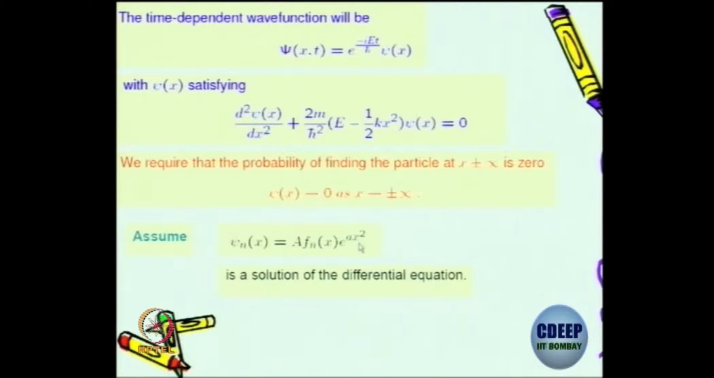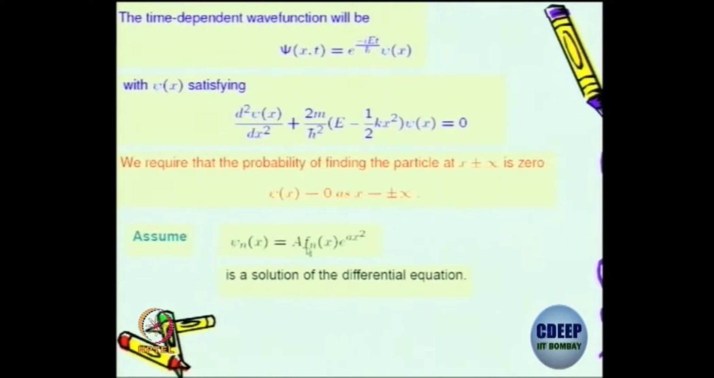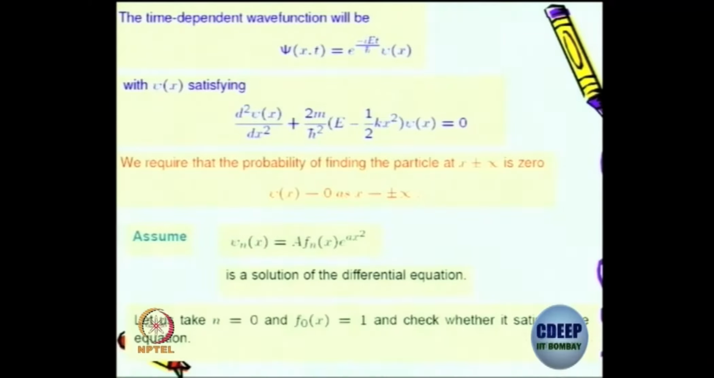So as of now, let's assume that this trial wave solution will allow us to fix what is the small a value, what is the capital A value, what is the f_n(x), where this n denotes the stationary states of energy E_n. Okay, is that clear? Okay, so for n equal to 0, which is the lowest state, we take f_0(x) to be 1 and we want to verify whether this is an allowed solution when we plug it into this equation.